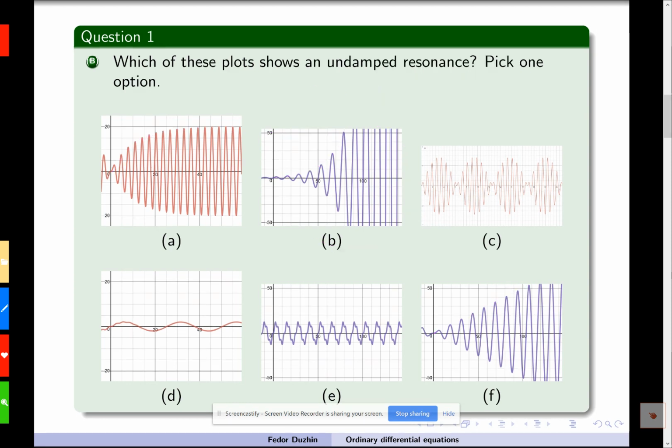Which of these plots shows an undamped resonance? Pick one option. The model for undamped resonance is something like t sine t. So undamped resonance means oscillations of linearly increasing magnitude. And here we see oscillations of linearly increasing magnitude. So this is option F.